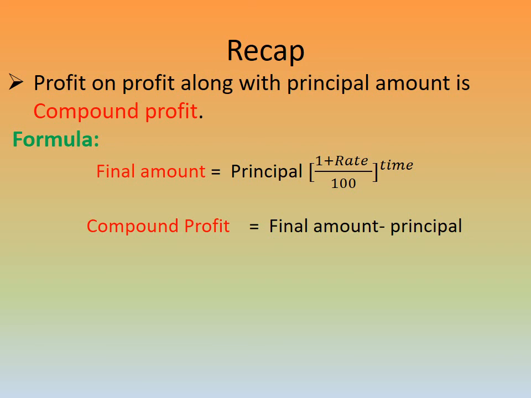And now recap. As today our topic was compound profit, you should know the difference between simple profit and compound profit. Simple profit is a simple profit per year, but compound profit is profit on profit along with principal amount. For compound profit, first of all we have to find the final amount. This is the formula for final amount, and after finding final amount we have to find compound profit, and this is the formula for finding compound profit.